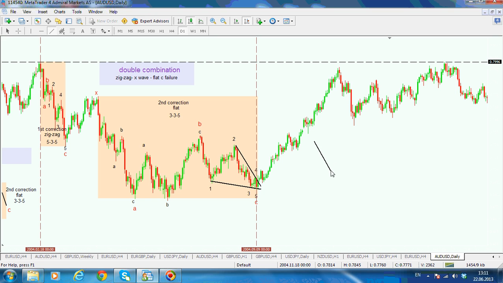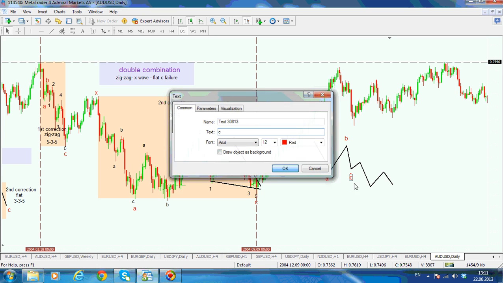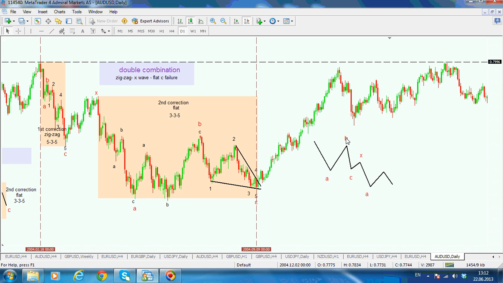So price may do something like this, as being an A and a B and a C, as being the first flat, and then an X wave, mainly being only a short X wave, and then another A and a B and a C, and this is being called a double flat scenario, and the flat has a structure of 3, 3, 5, and this should be an A and a B and a C, and then an X wave, and then another A and B, A, B and C for the second flat, and this is being called a double combination, with this being the first correction.